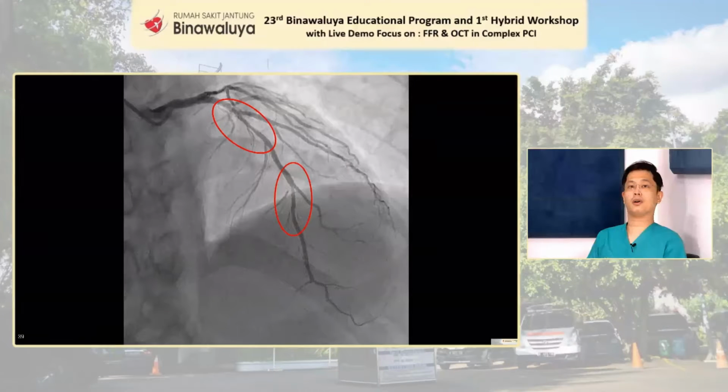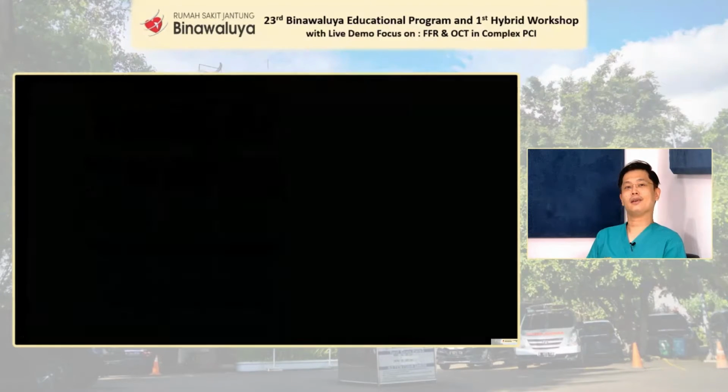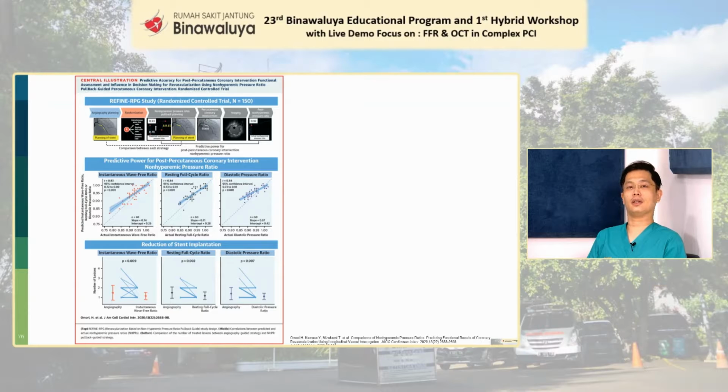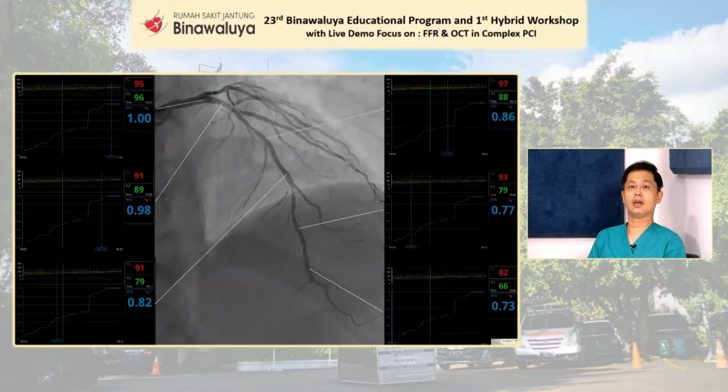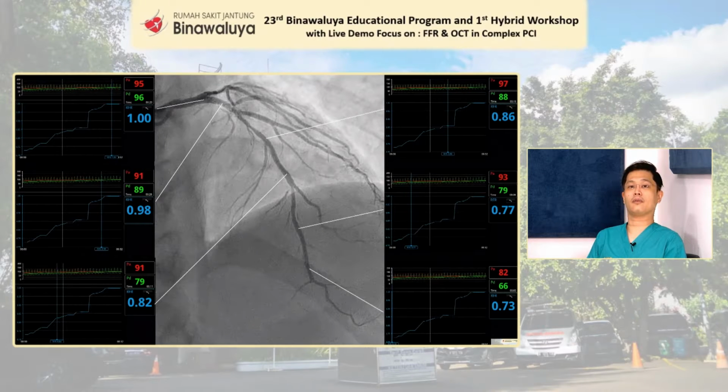So routinely in my practice, if I were to encounter tandem lesions, what I would usually do is to perform a pullback assessment. We know from the refined RPG study that the pullback using the RFR is an accepted modality with regard to accuracy, and this is what I did. I first performed an RFR pullback because the RFR was also abnormal. You can clearly see that the step up was greatest at the proximal LAD rather than the mid LAD.